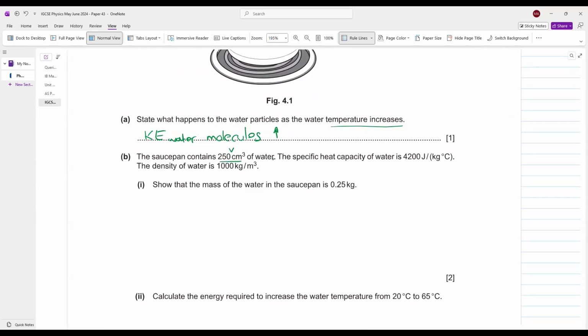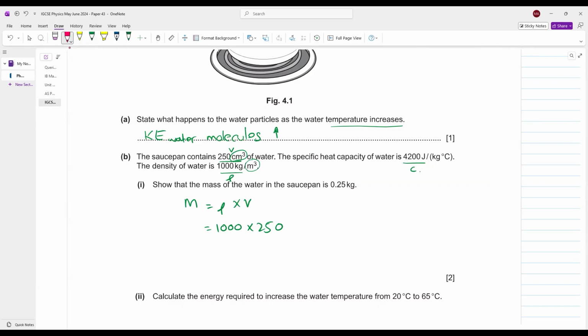The saucepan contains 250 cm cube of water. This is your volume. The specific heat capacity of water is this. This is your C. The density of water is this. You have to calculate the mass of water. How will you do that? Mass is equal to density into volume. Density की वैल्यू क्या है बेटा? 1000. Volume की वैल्यू क्या है? 250. But you have to now realize a very simple fact here. Can you realize volume किस में है? cm cube में है. Can you realize density किस में है? मीटर क्यूब में है.